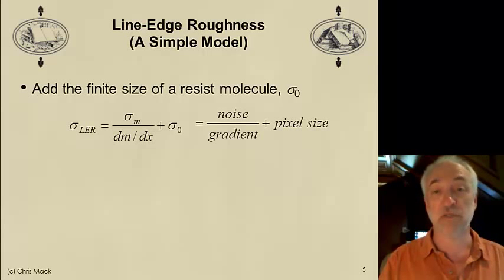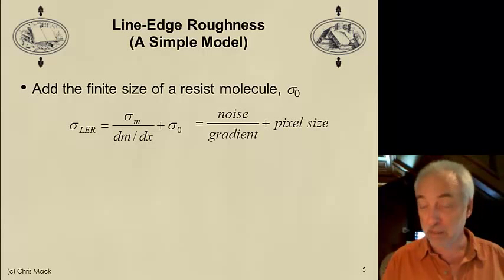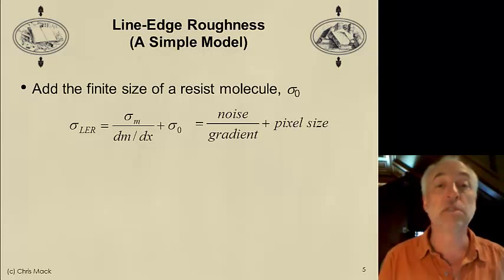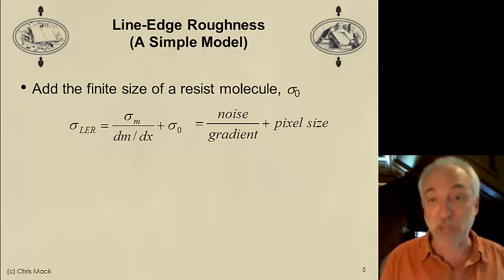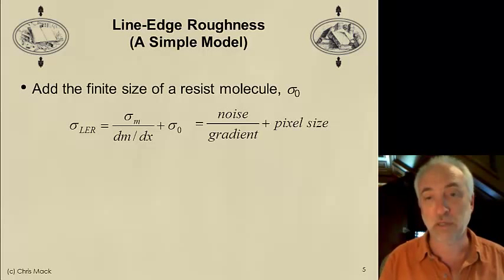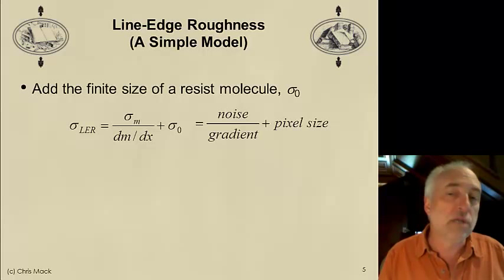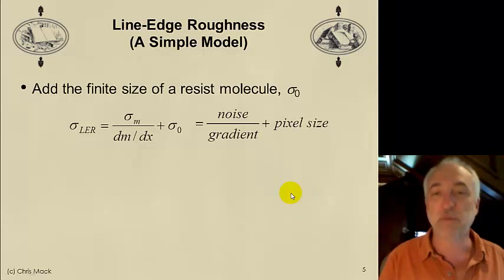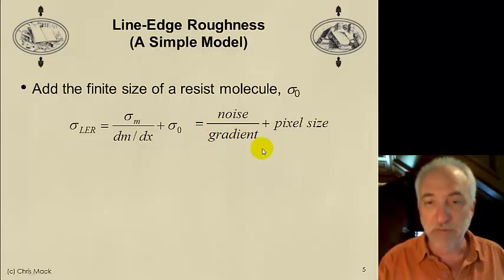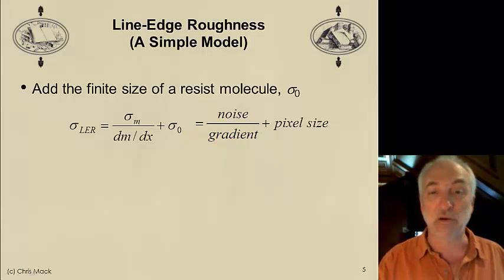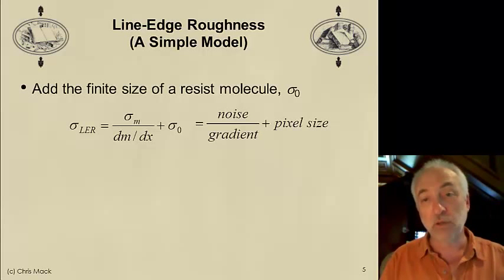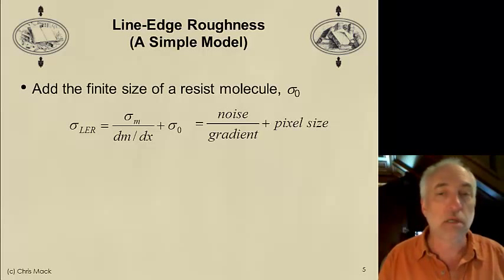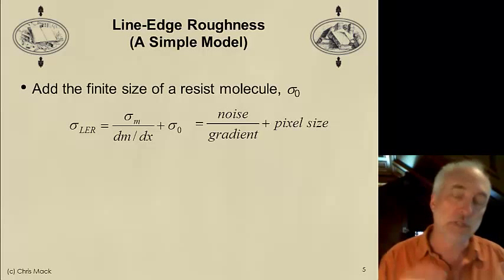What does this expression mean? Well, we're saying that the resulting uncertainty in the edge position is equal to a noise divided by a gradient plus a pixel size. This is like a noise to signal ratio. We often talk about the signal to noise ratio. This is just flipped upside down. The noise divided by the gradient. The gradient is the signal. It's the information about where the edge is supposed to go. So noise divided by gradient is like a signal to noise ratio just upside down.